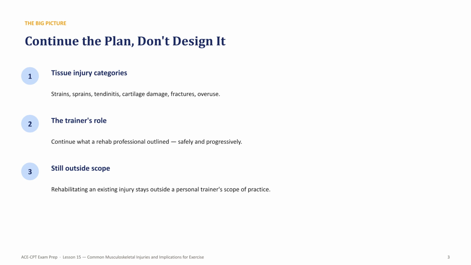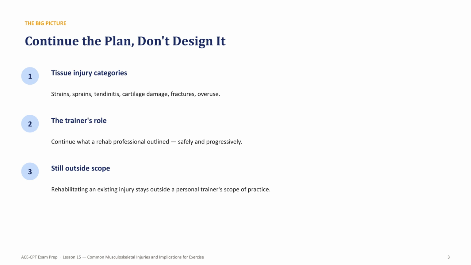Here's the big idea for this entire lesson, and it's worth locking in early. Continue the plan, don't design it. Let's break that down into 3 parts. First, tissue injury categories. You'll see strains, sprains, tendinitis, cartilage damage, fractures, and overuse injuries. These are the building blocks of the vocabulary we'll use throughout the lesson.